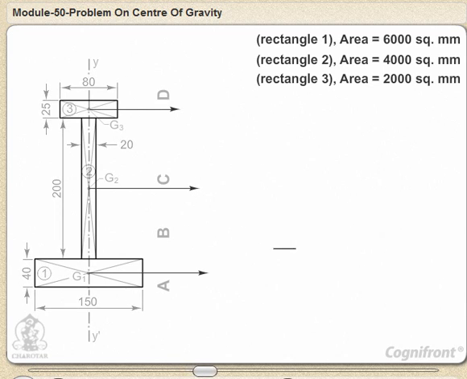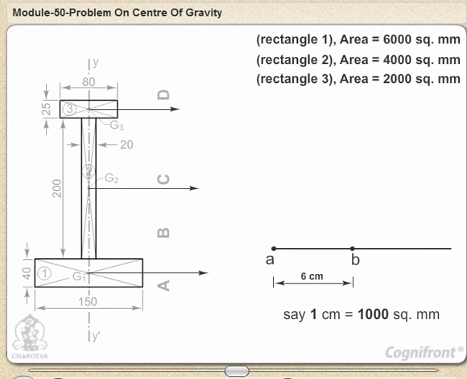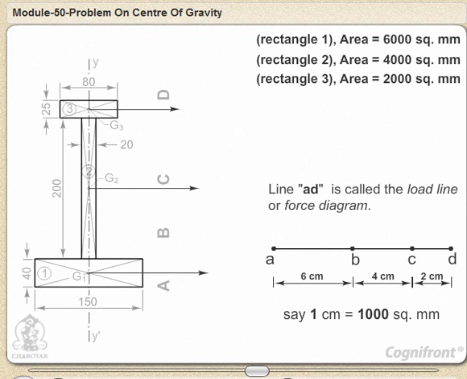Draw a line parallel to the lines of action of forces and on it mark a point A. Select any convenient scale, say 1 cm equals 1000 square mm, and cut off lengths AB equals 6 cm, BC equals 4 cm and CD equals 2 cm in the direction of the forces. The line AD is also called the load line or force diagram.